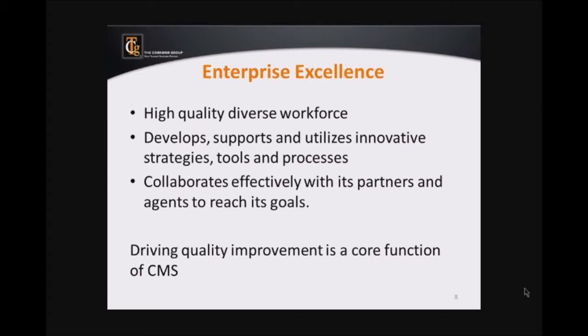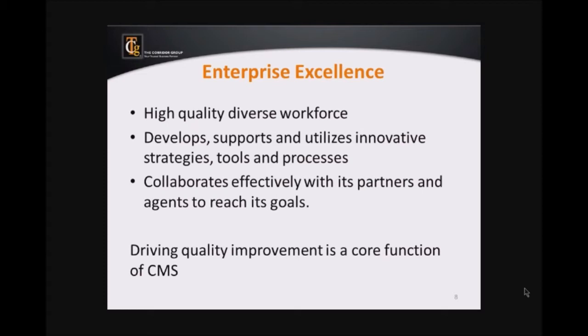Enterprise excellence. I like the objectives listed under their enterprise excellence goal of having a high quality, diverse workforce. Including diversity often means bringing in more diversity in ideas and methods. Thinking outside the box becomes easier when we're not all just alike, but also better meets the needs of a growing diversity in our patient populations.